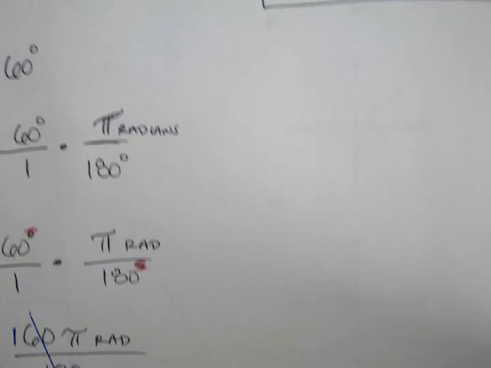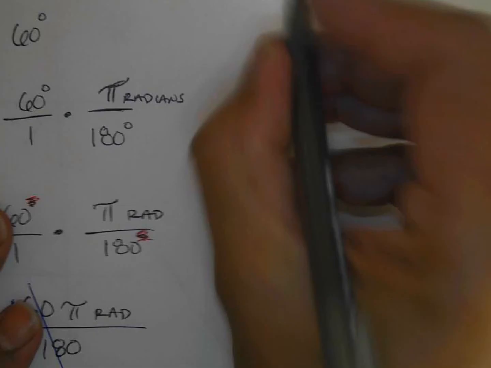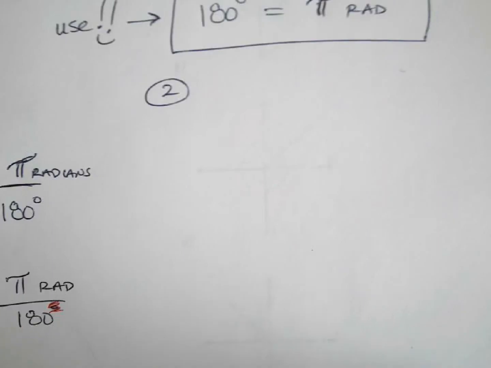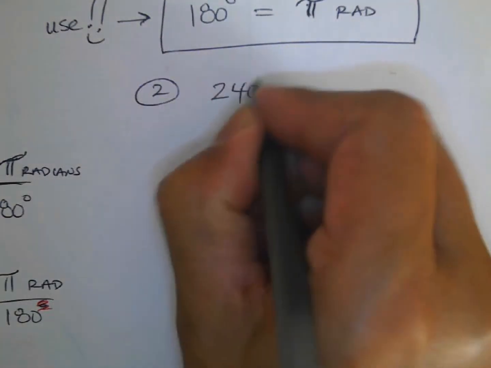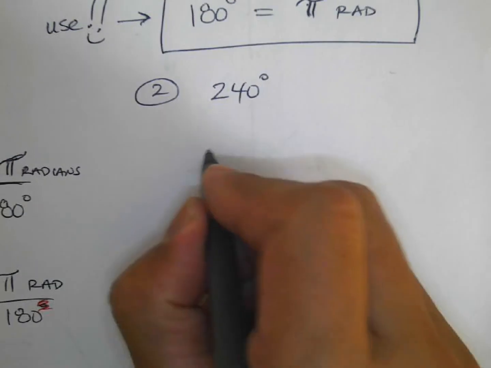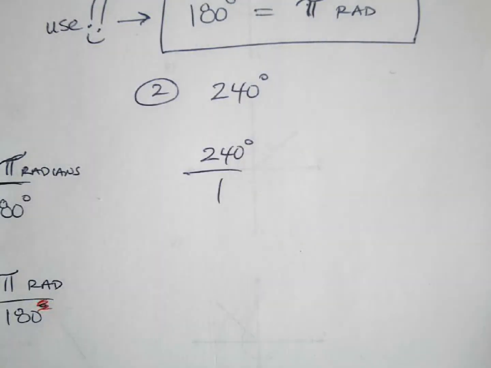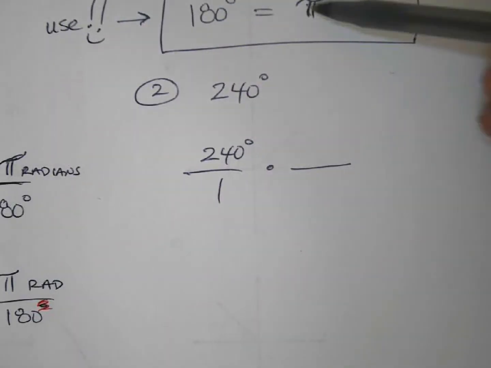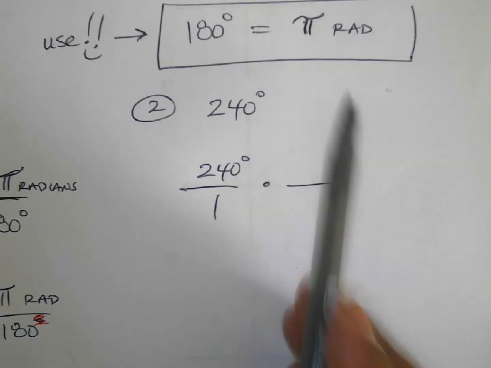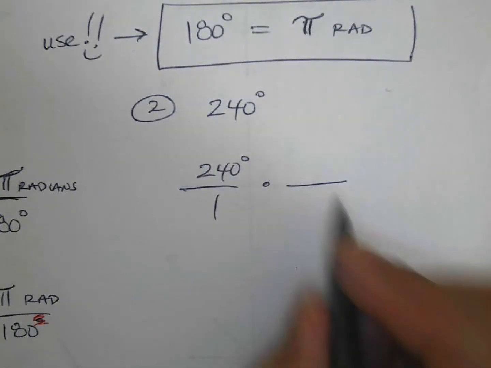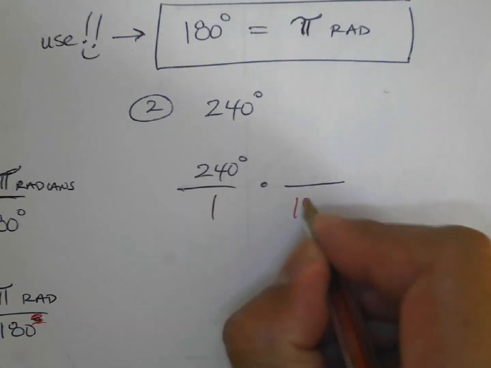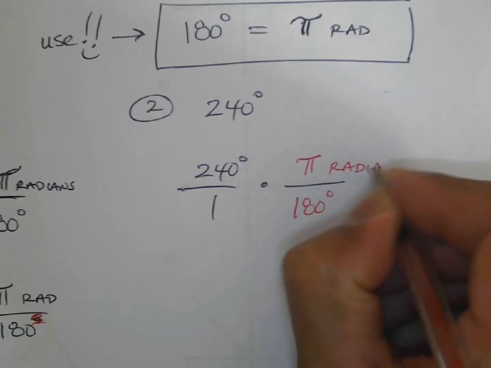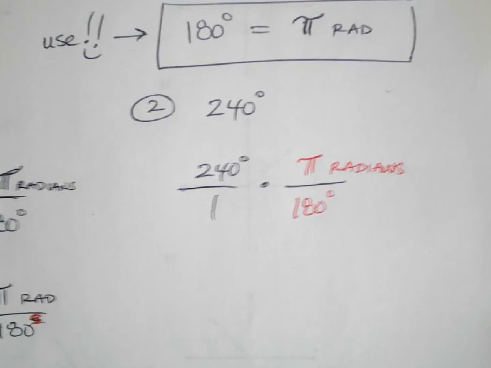All right, let's do another one. Number 2. About 240 degrees. Let's convert that to radians. How do we do that again? Okay, so you put 240 degrees over 1, and then you're going to multiply it by another fraction, which is, again, using your conversion unit, this relationship that we know. Since degrees are on top, we want the degrees here on the bottom, and then the pi radians go on top.